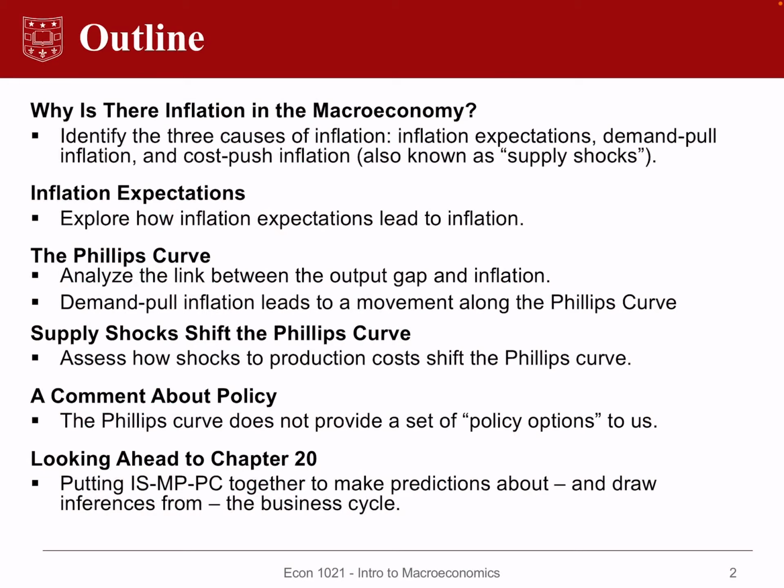Then the third thing that we'll do is to consider shifts in the Phillips curve and use that as a motivation for the third reason why there's inflation in the economy, and that's the existence of what's known as cost push inflation as a result of supply shocks. We'll talk a little bit about policy and implications. And then at this point, what I want to do is just look ahead to the material in Chapter 20, not do a whole lot in the way of formal analysis at this point.